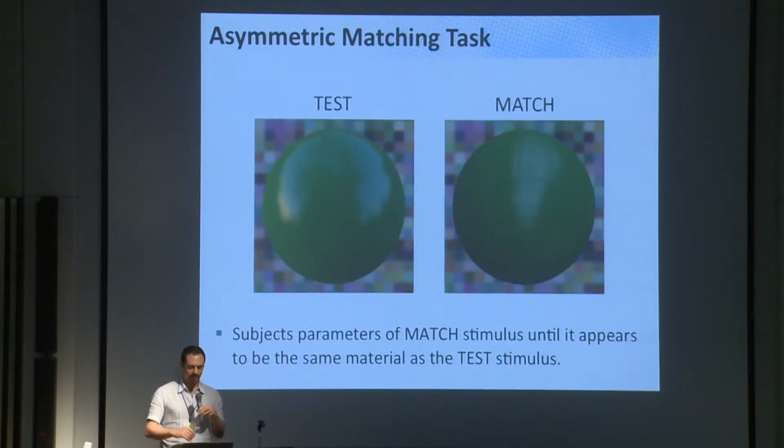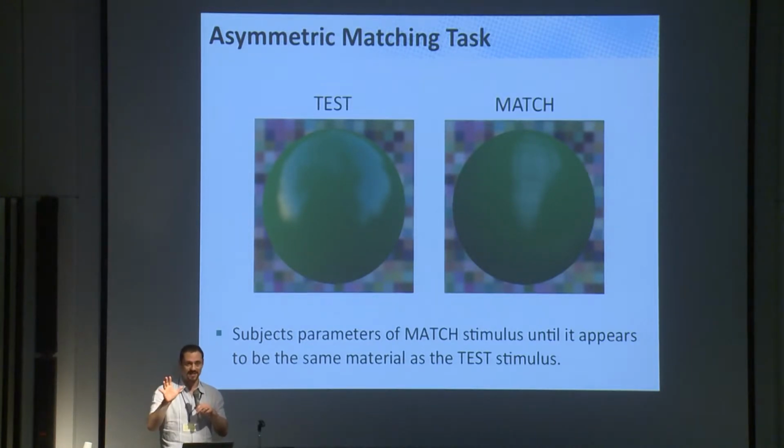This is old stuff. Probably a few people in this room are familiar with this, but I just want to briefly mention it because it allows me to make another point that connects to more recent work by Bart and other people. So what we did in these experiments is we had two objects, two spheres. They were illuminated under different illumination conditions, and the subject had to adjust the reflectance properties of the match until it appeared to be made out of the same material as the test image.